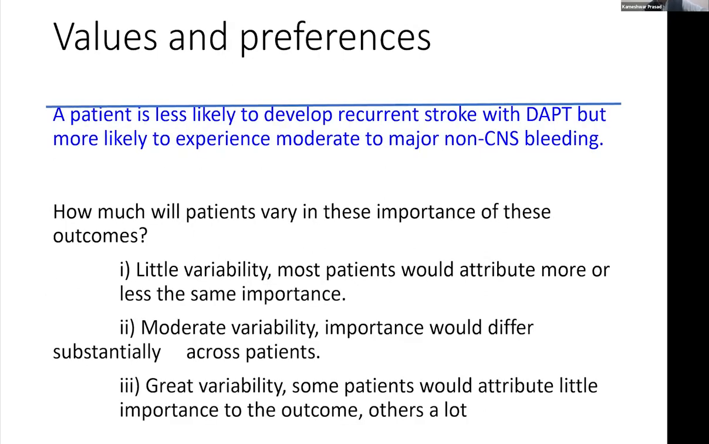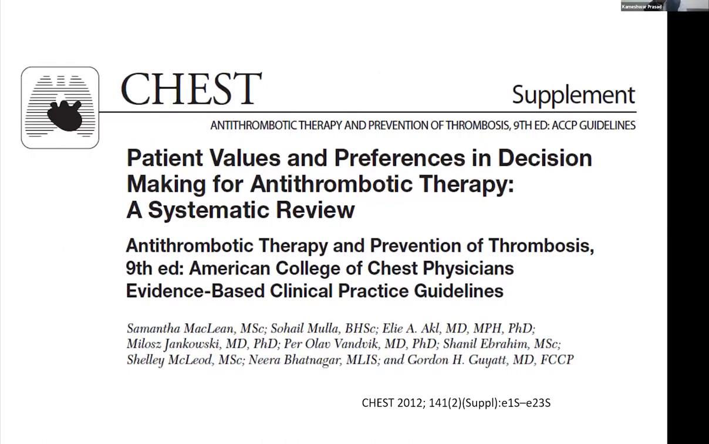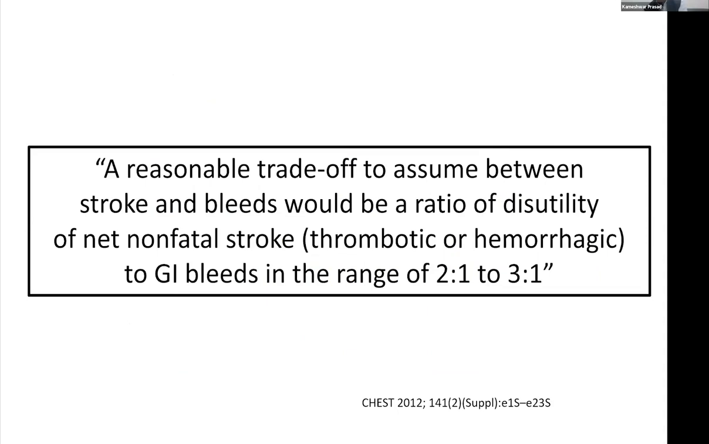So when we ask these questions, we have to use some kind of summary where we summarize whether there is little variability, where most patients would attribute great importance to some particular outcome, moderate variability, or great variability. So we used a systematic review of patient values and preferences. Fortunately, it was already published in 2012. We say that between stroke and bleed, the trade-off is 2:1 or 3:1. So that is the kind of values and preferences summarized in this systematic review. For every stroke prevented, patients tend to accept 2 to 3 bleeds.